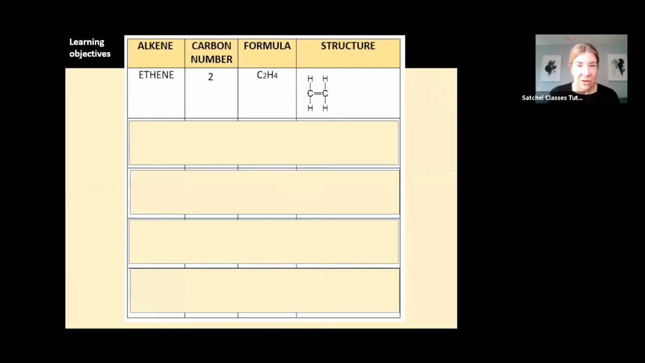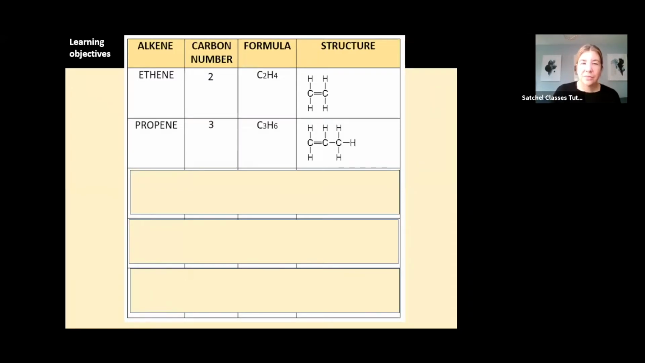Okay, we're going to go through the answers now, so hopefully you've had a go. Propene. Now, really well done if you've got the name, the number of carbon atoms and the formula correct. If you got the structure wrong, let me help you out. Maybe you did an extra line here with the hydrogen. You're thinking, what's going on?